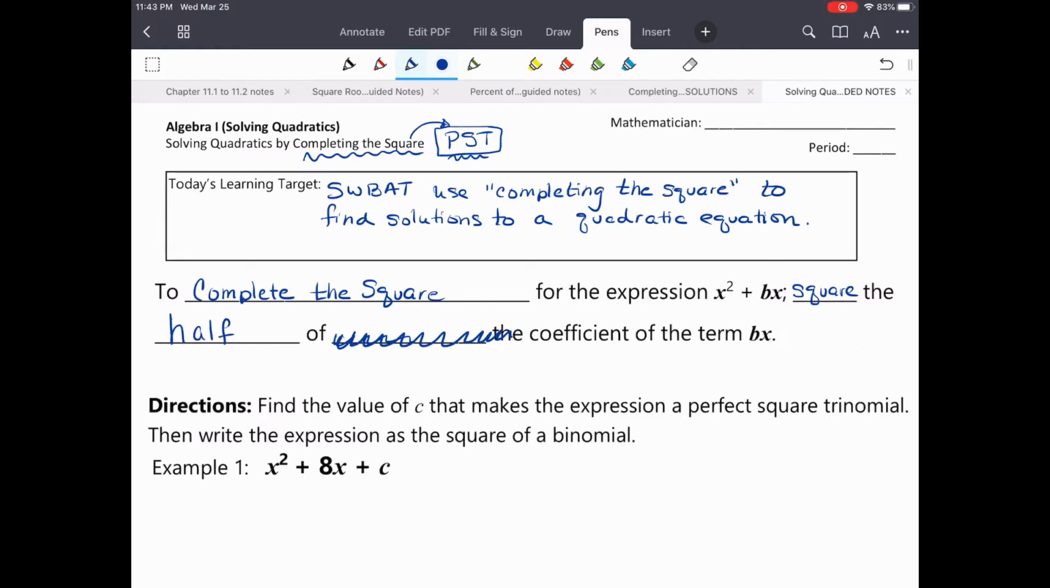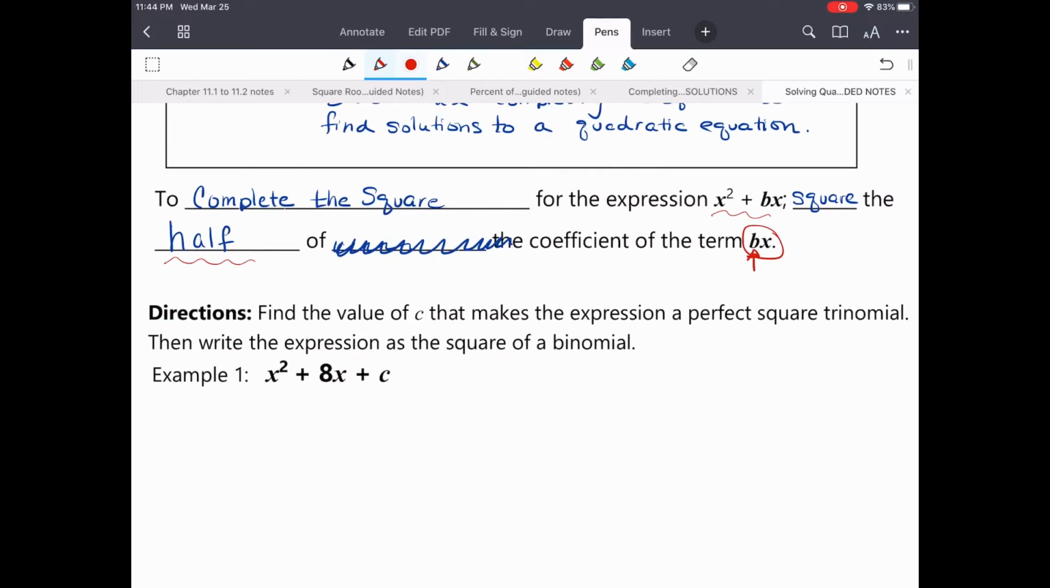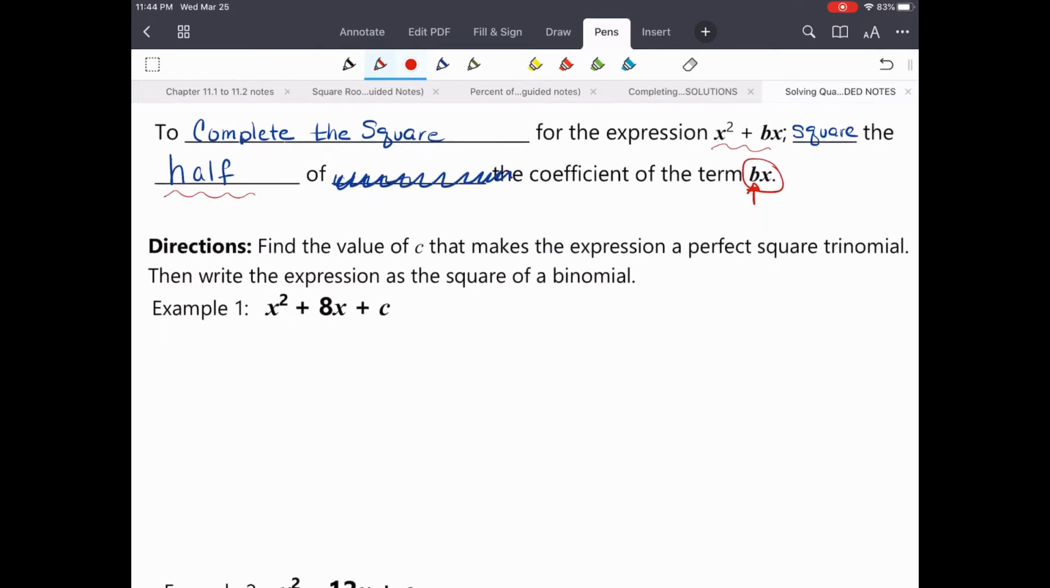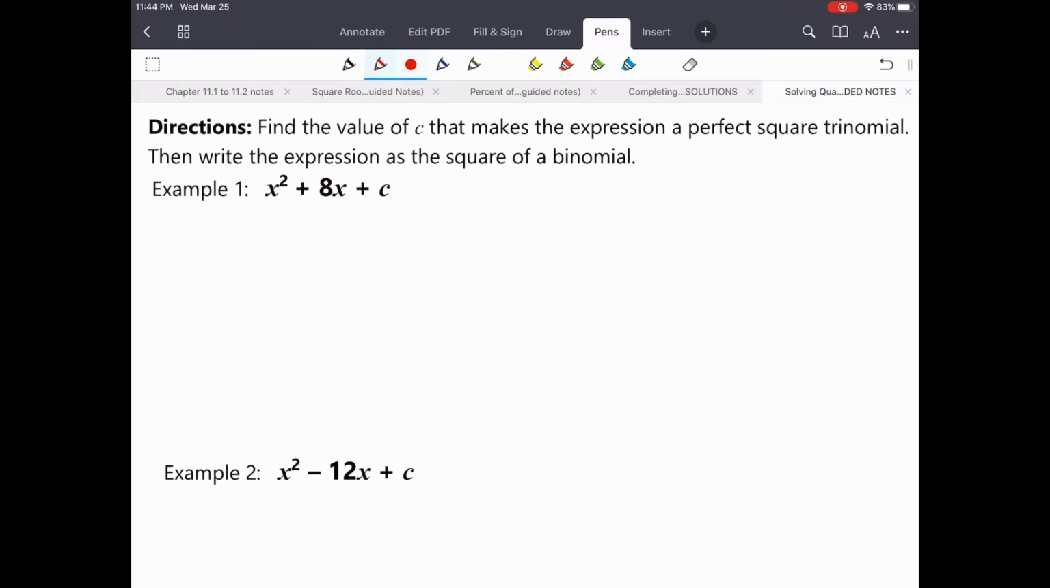But if we fill in these blanks here, it says to complete the square for the expression x squared plus bx, square half of the coefficient of the term bx. So whatever the coefficient of that term is, the coefficient is going to be b. You want to take half of it, and then you want to square that. This will make more sense once we get into some examples, and you'll see how this works. But it's called completing the square. So let's look at our first example here.